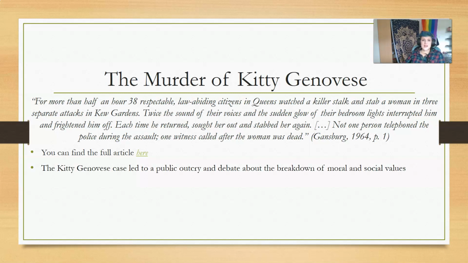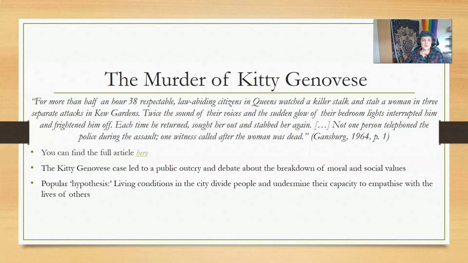The Kitty Genovese case led to public outcry and debate about the breakdown of moral and social values. The popular hypothesis was that the living conditions in the city divide people and undermine their capacity to empathise with the lives of others. People feel that their living conditions are so bad that they don't empathise with others because they're only focused on themselves. And this isn't helped by this social division of it being an every person for themselves kind of attitude. So, when do people engage in pro-social behaviour and help each other out?